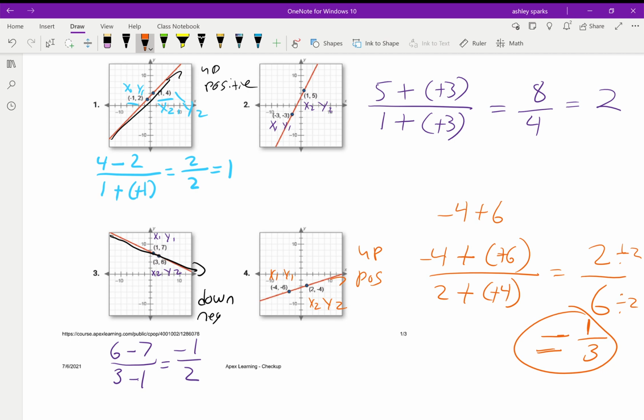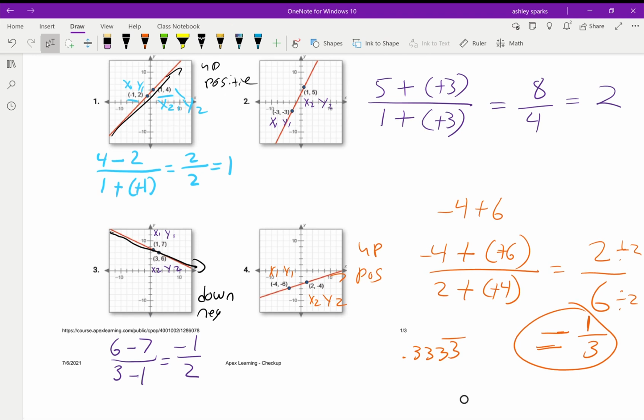If you have issues with simplifying and say it's a multiple choice question, one thing you can do is put this in a calculator and you would get 0.333333 repeating. And then you could put the answer choices in the calculator too and make the fractions into decimals and see which one matches your decimal, if it is something you struggle with.